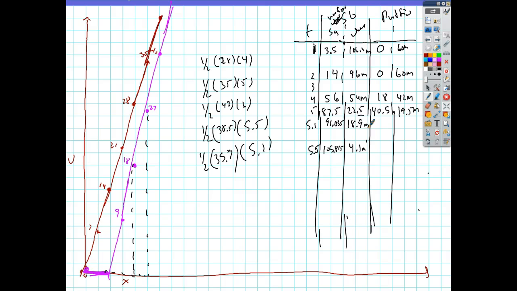Same sort of thing. It's going to be 1/2, 9 times 3.1 times 3.1, right? Because it's 2 seconds off. Because it started 2 seconds later.